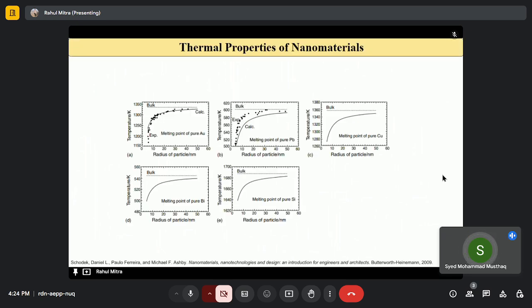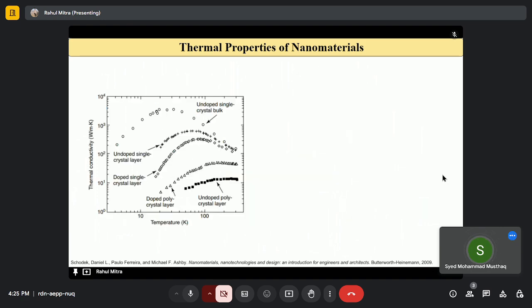Okay, so this is where we ended our last session. We told how the melting temperature is decreasing with the particle size. Note it is only for pure metals, not for alloys. So this is the relation. Here we have pure gold, pure lead, pure copper, pure bismuth, and pure silicon. With decreasing radius, or decreasing size of the particle, the melting temperature decreased.